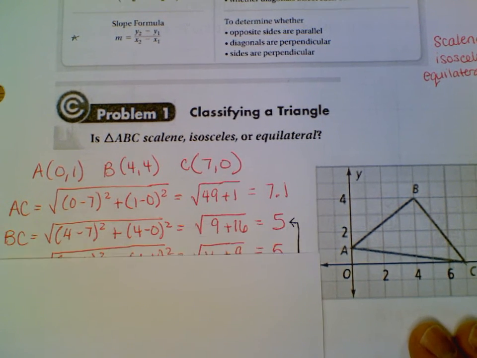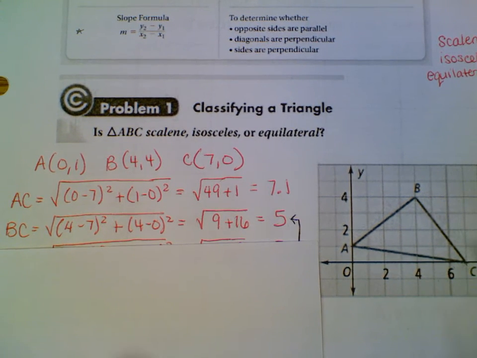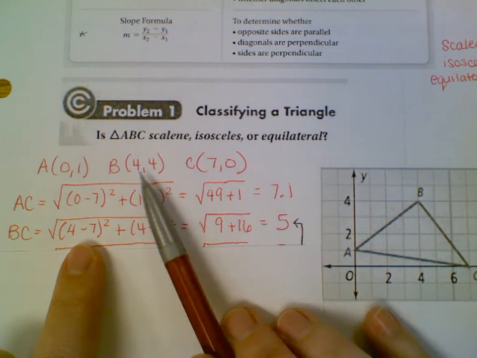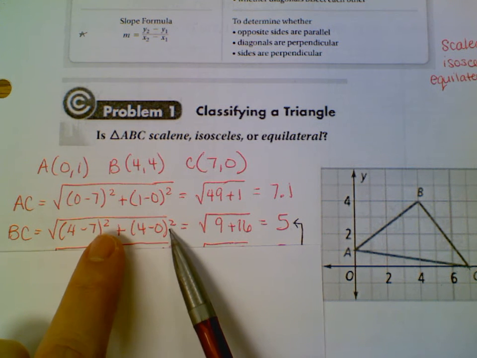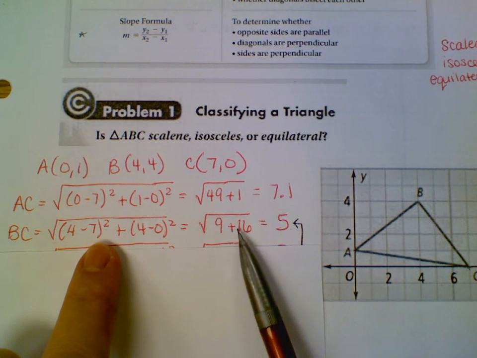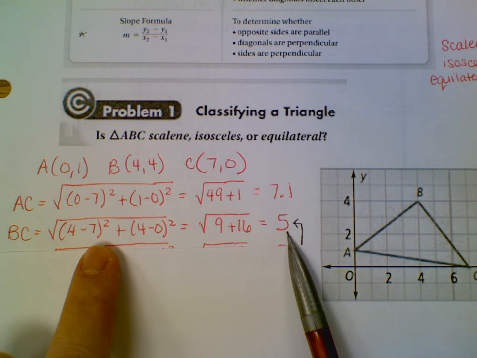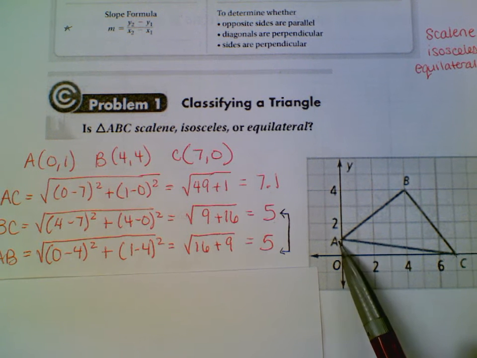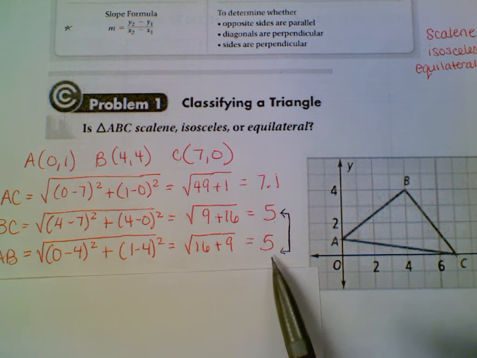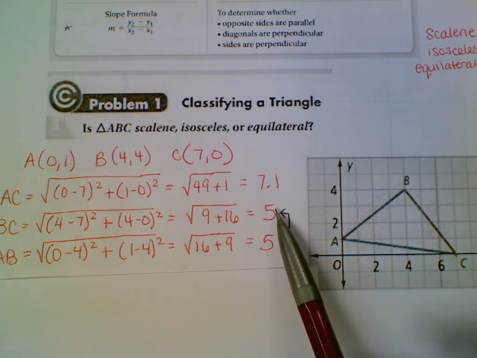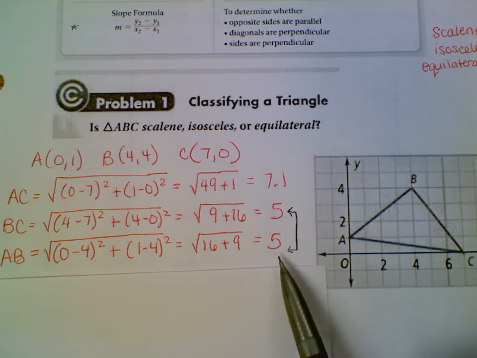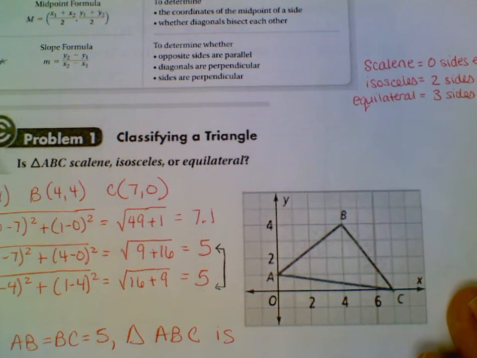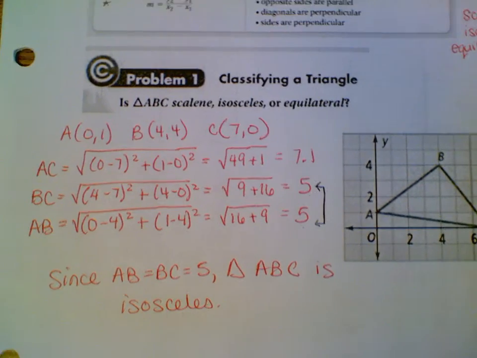Then I went to the next line, BC. I used points B and C and did the distance formula again: subtract the x's, subtract the y's, square those differences, add them, and find the square root. I found the length of BC to be 5. Last, I did the line from A to B, used the distance formula, and found that AB was also 5. Notice that both of these lines have the same length. So if I have 2 sides equal to each other, I have an isosceles triangle. My answer is isosceles.